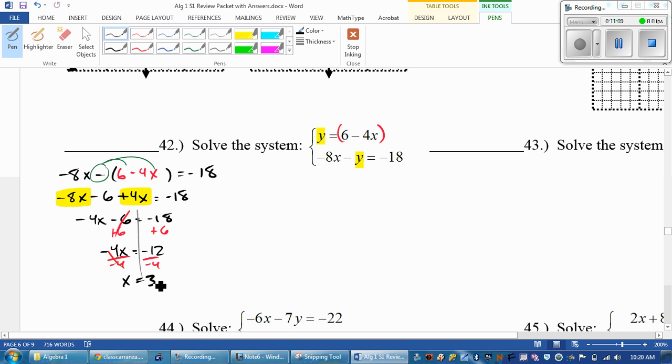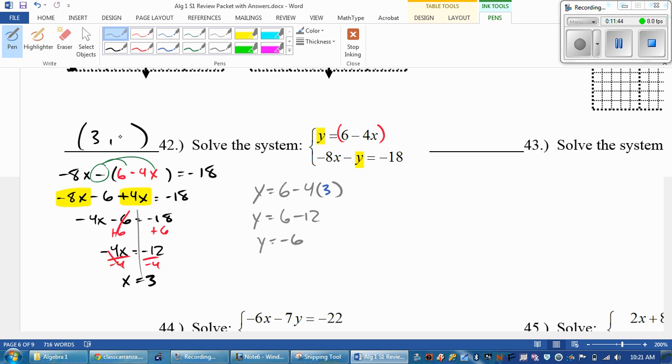Now, is that my answer? X equals 3? No, because we're looking for a point. I know what x is. Now I need to find out what y is. So to find out what y is, I'm going to plug it back into our equation, the 6 minus 4x. And now we're going to plug in 3 and solve. 4 times 3 is 12, and then 6 minus 12 is negative 6. So we get our final answer of 3, negative 6.